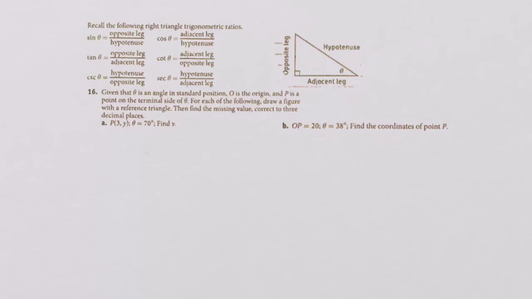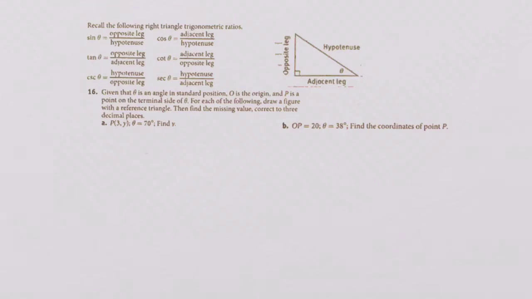Alright guys, this is going to be the last video for activity 14-2. It's actually number 16 in the Springboard book. What we're going to do is find missing parts of a triangle by using our 6 basic trig functions: sine, cosine, tangent, secant, cosecant, and cotangent. As you can see here, we actually have them all listed out.